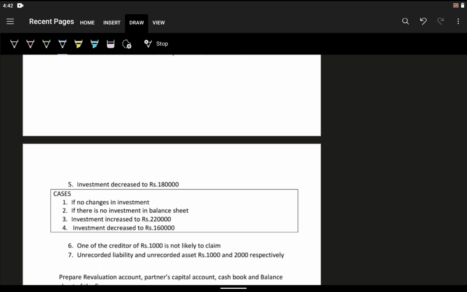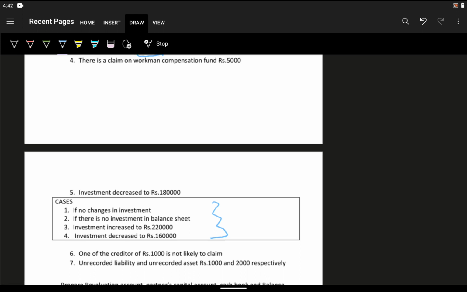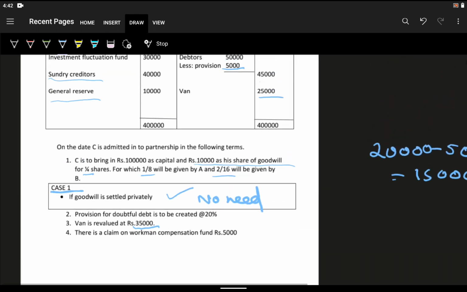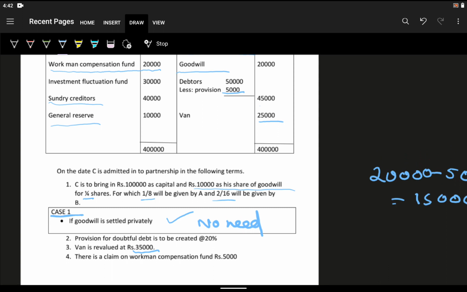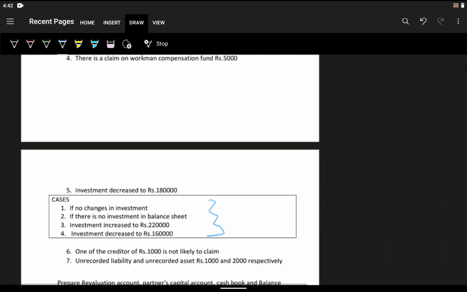There are 4 or 5 possible cases for investment. This is very important. Always in CBSE, they ask questions related to investment. Same like workman compensation fund, there are some adjustments for investment. Here, investment is decreased to 1,80,000, which is given in the adjustment.